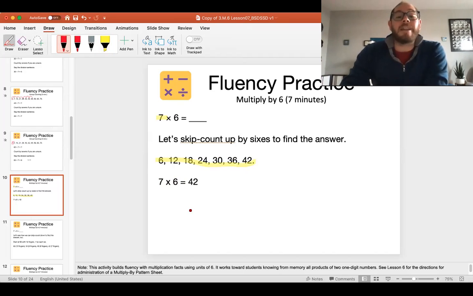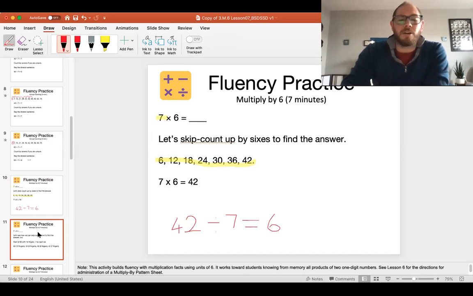I'm going to give you a challenge. Try to turn that into a division equation. We'd start with our 42. We'd say 42 divided by 6, because there are 7 groups, equals 7, because we're counting by our 6s. All right, let's go to our next page.